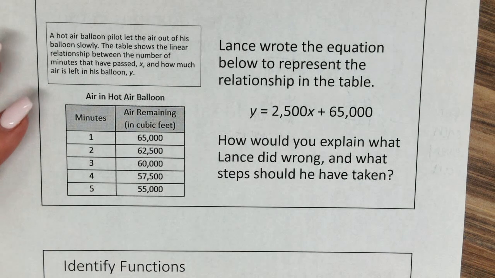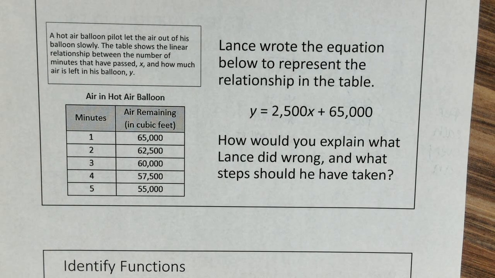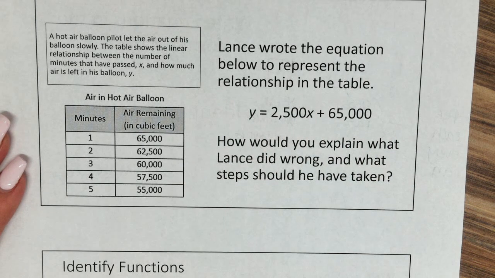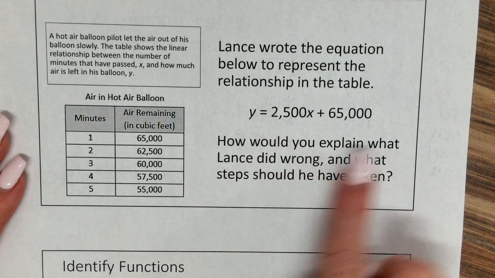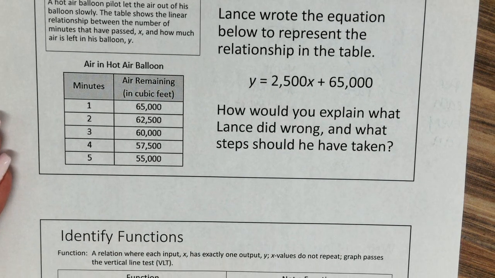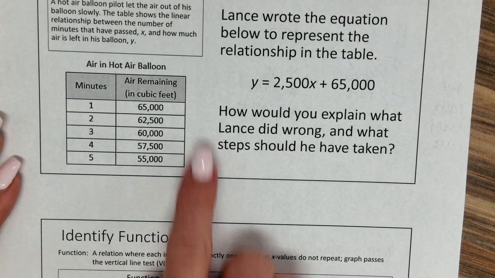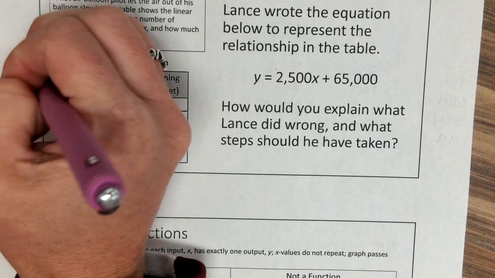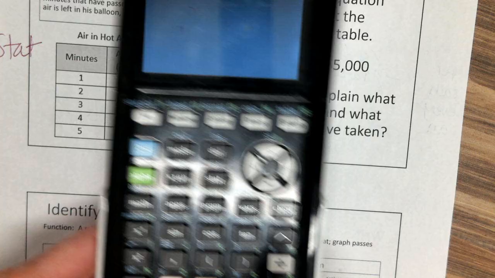It says, a hot air balloon pilot let the air out of his balloon slowly. The table shows the linear relationship between the number of minutes that have passed and how much air is left in the balloon. Lance wrote the equation below to represent the relationship. How would you explain what he did wrong? Well, could we just go do it ourselves and see? Yes or no? Where could I write an equation based on a table? STAT. So let's go do it. Everybody go to STAT. Edit. I don't see everybody with me.